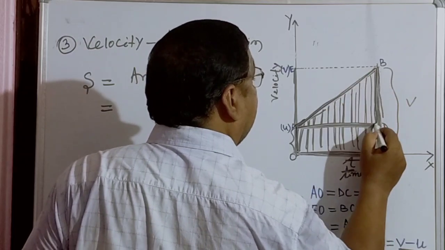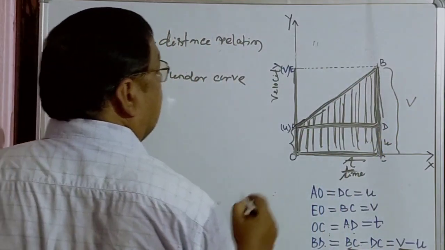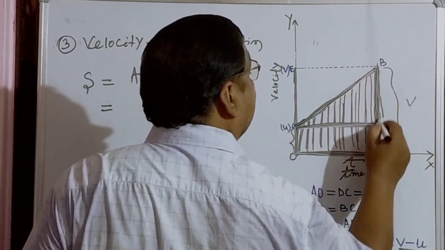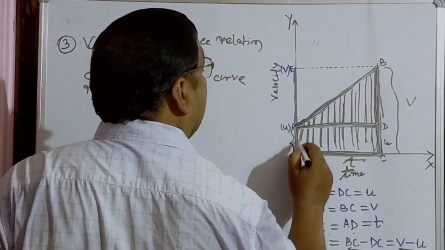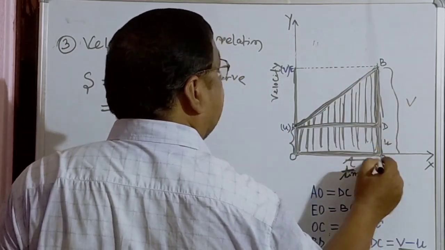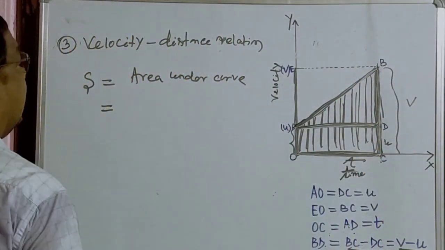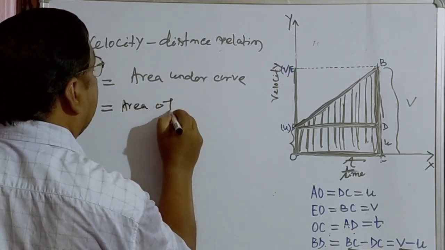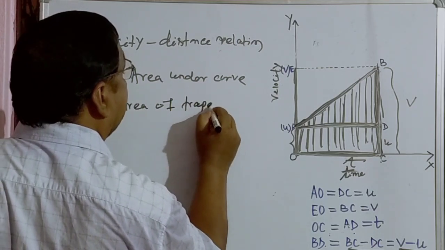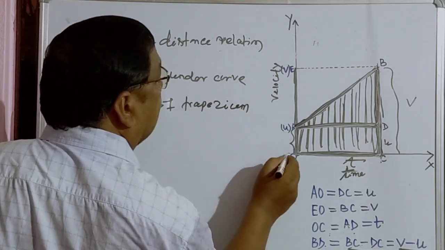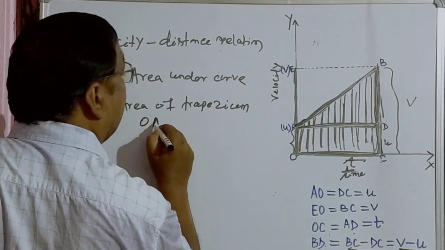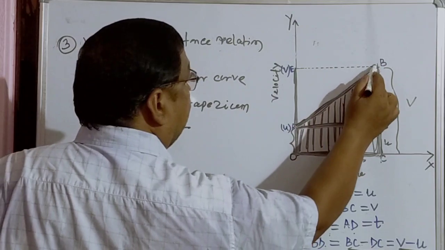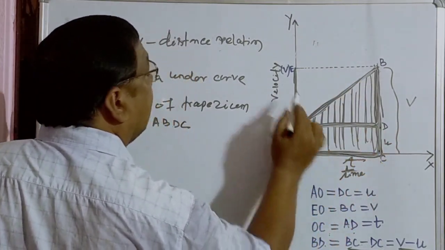But here we will take the area of this rectangle plus this triangle get together makes a trapezium. O, A, B, D, C is a trapezium. So here we will take area under curve is equal to area of trapezium, what? OABDC, this whole area.